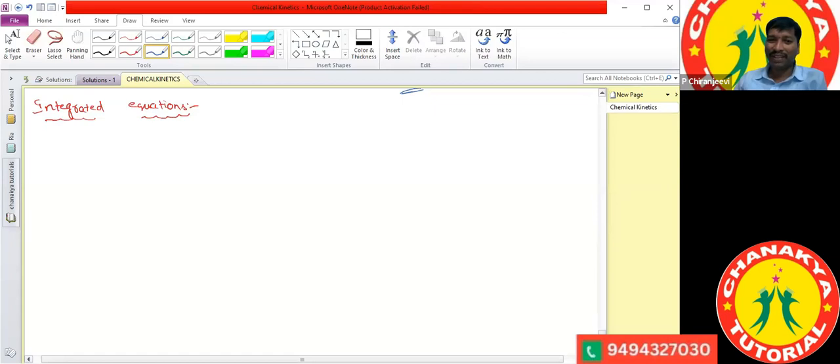Okay? Right. So next. Here, integrated equation of the zero order reaction. First, what we are taking here is zero order reaction. I think everyone knows, what is meant by the order? Ritu or Sai, Akshit, what is meant by the order?